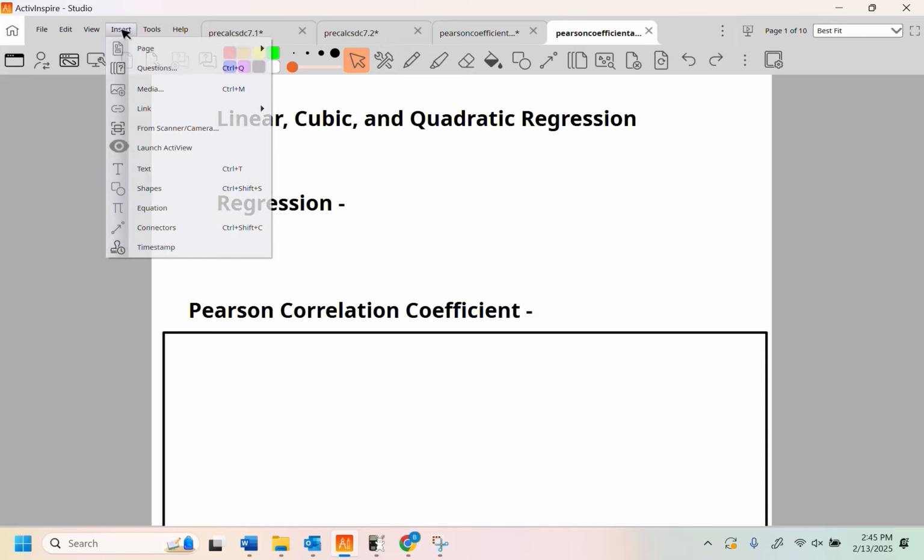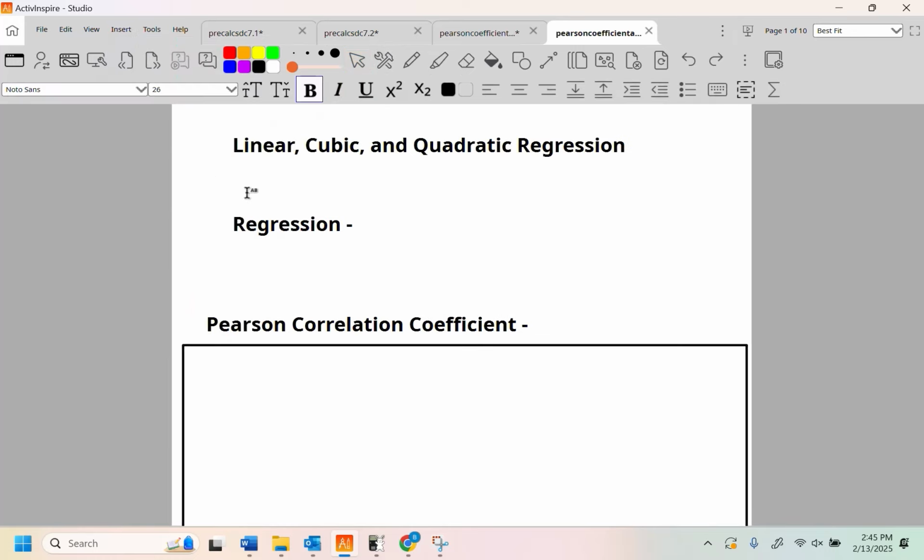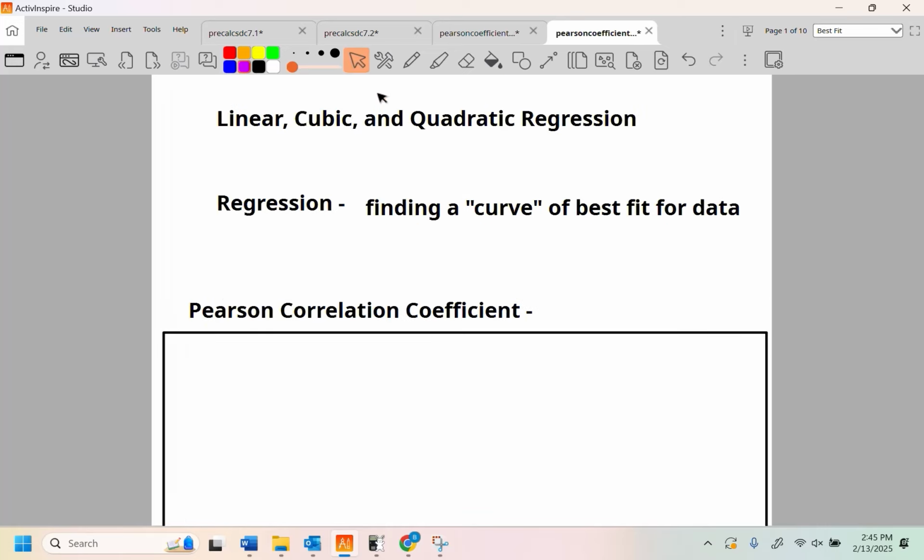Today you're going to be doing what's called linear regression. And regression is simply finding, and I'm going to say curve, sometimes it's a line. Today is all about lines. Finding a curve of best fit for data. That's all it is. And we used to do this by hand back in the day. Thankfully, that predates even me, as old as I am.